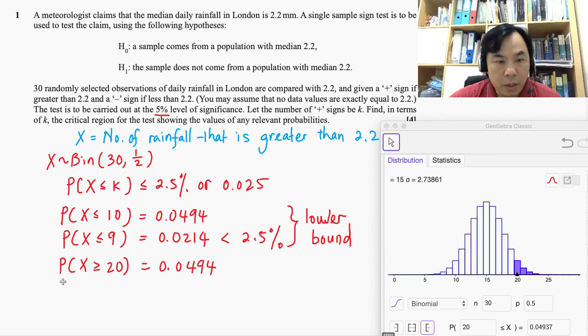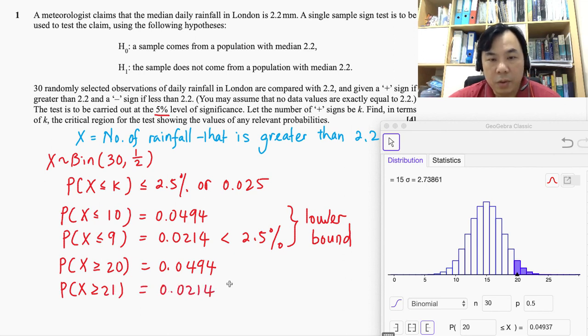Okay, and then I can also try x more than 21. Definitely I'm going to get 0.0214. Therefore, this is less than 2.5%. I have successfully determined the upper bound.